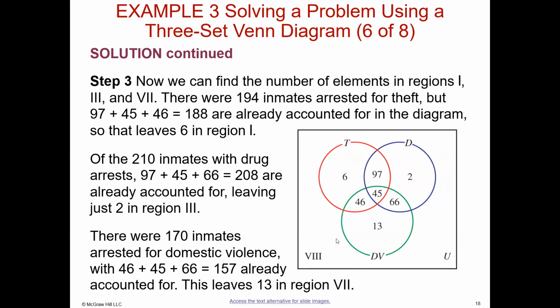And then finally, ladies and gentlemen, we add all these numbers together and compare the sum to 300. 300 inmates total were surveyed. Tell me what all those numbers add up to. 46 plus 45 plus 13, it's 275. Subtract that from 300, and you have the number of inmates that were not convicted of any of these offenses. I got 25.